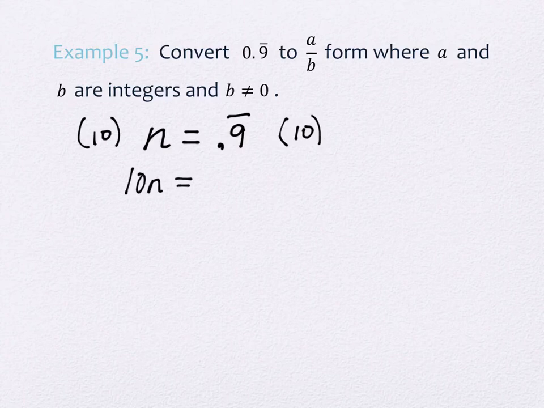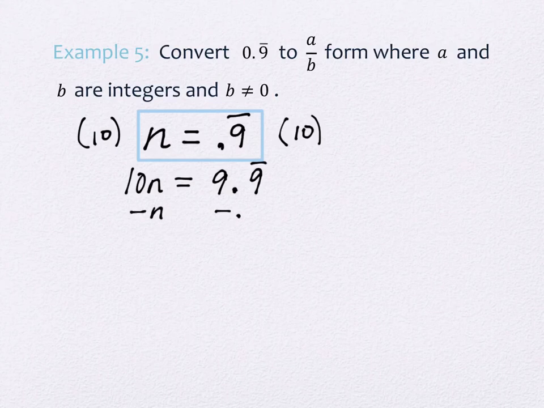Okay, so I've got 10n on the left. And then this 0.9 times 10 would end up giving me 9.9 repeating. Right? Because 0.9 repeating means point and then lots of 9s. So we move the decimal 1 over. It's like the last problem we did. And we go back to subtracting exactly what we started with. n from the left and 0.9 repeating from the right. So what is 10n minus n? 9n.